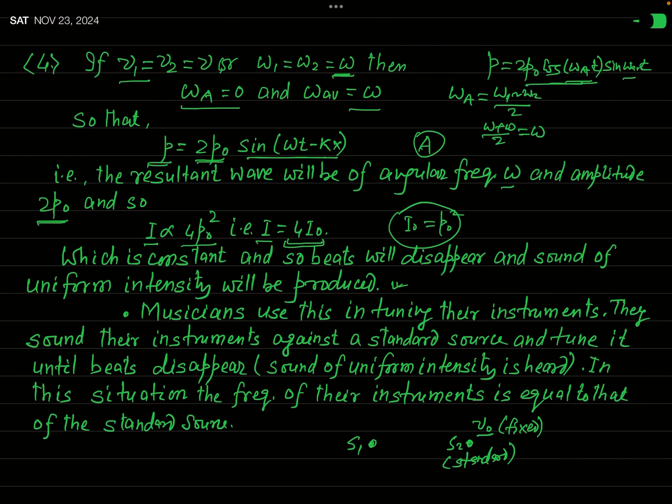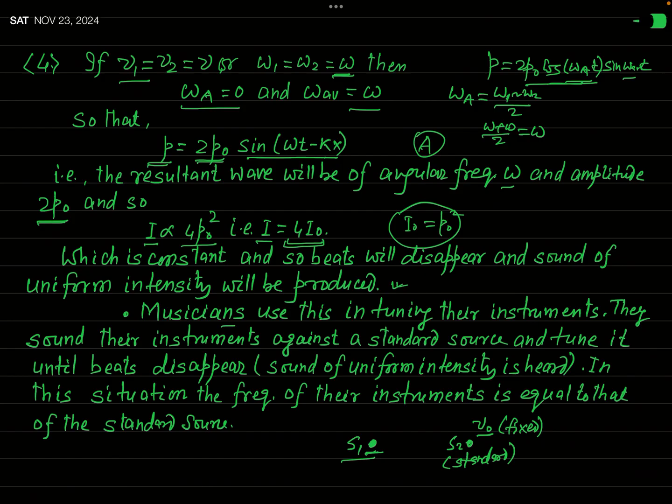Now let us sound this source S1, and when beats are produced, what does it mean? It means the frequency produced by S1 is different from the frequency produced by S2, the standard source. Now let us change the frequency of the wave produced by this source S1. If the beat frequency is increasing and your aim is to match the frequency of the wave produced by S1 to the frequency produced by the standard source, then you have to decrease the frequency, and the frequency of the wave is decreased until the beat frequency vanishes. And when the beat frequency vanishes, it means now the frequency of the wave produced by source S1 and that by the standard source become equal.